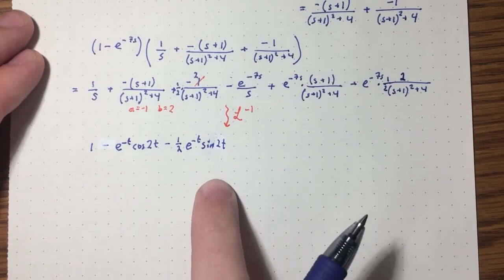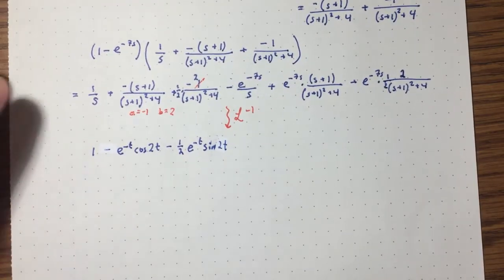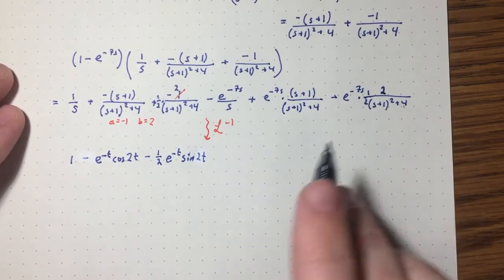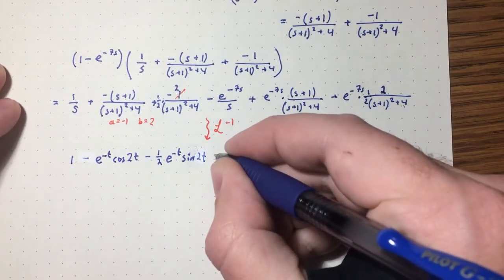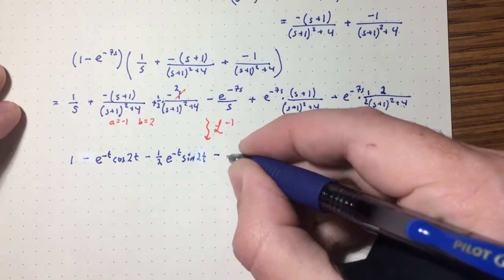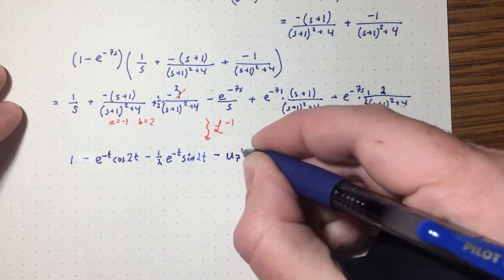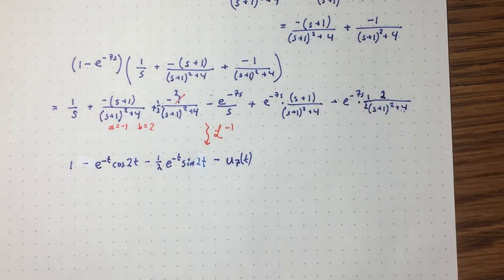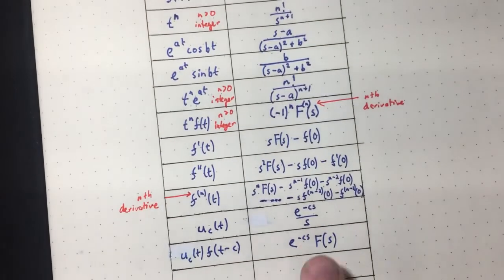Okay, so far that's looking pretty familiar. We've seen functions like this before. Now it's going to get pretty weird. So what do we have next? We have minus a u7 of t. It's this one here.